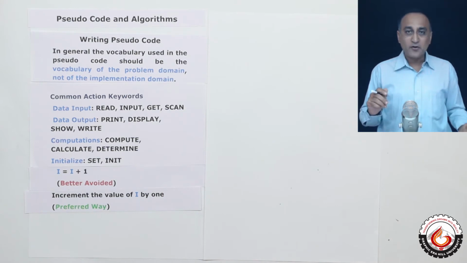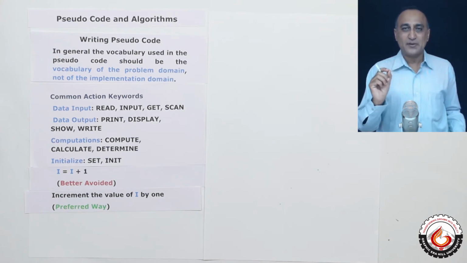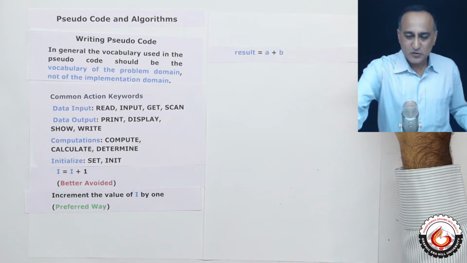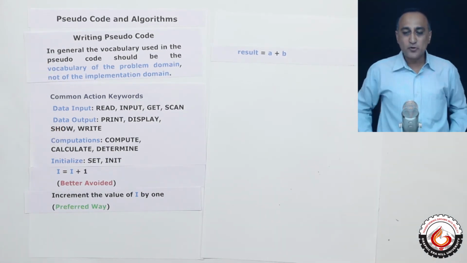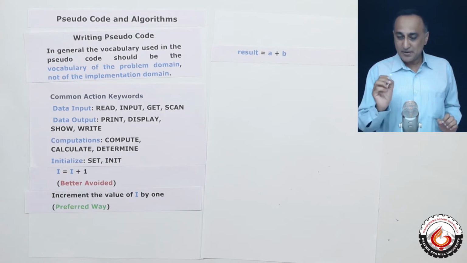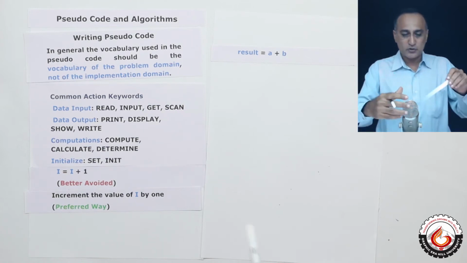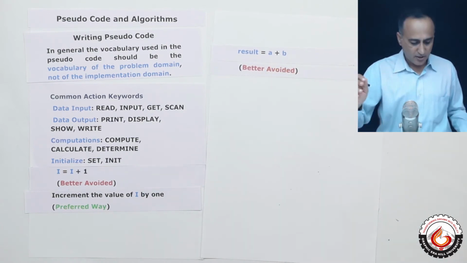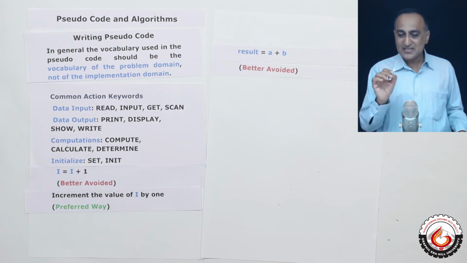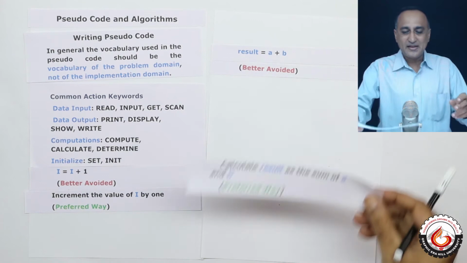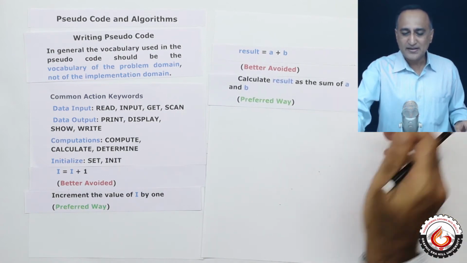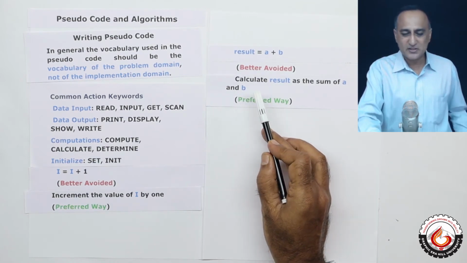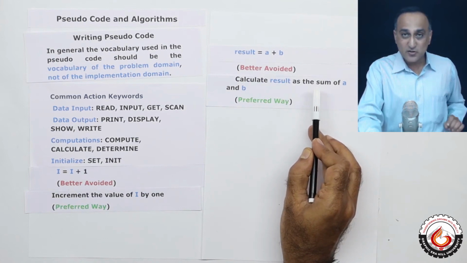Then suppose I have to calculate the result, that is the sum of two variables a plus b, and store the result in a variable called result. I could do something like this. This is the approach I would use if I am writing a C program. But as I told you, pseudocode is an English like approach. So this approach is better avoided. I would never recommend you to do this particular approach. Suppose you want to get the result as the sum of a plus b, you will talk about it in an English like manner. You will say calculate result as the sum of a and b. You can even use the word plus, that's fine. So this is easier, and this is used in pseudocode.